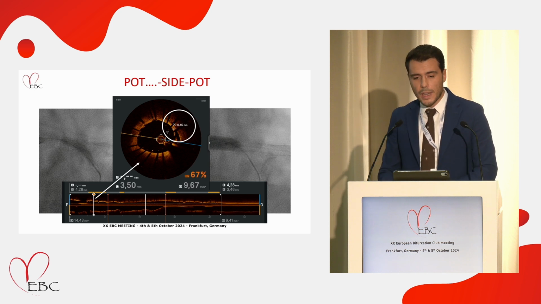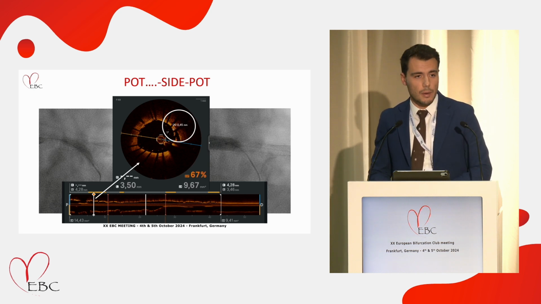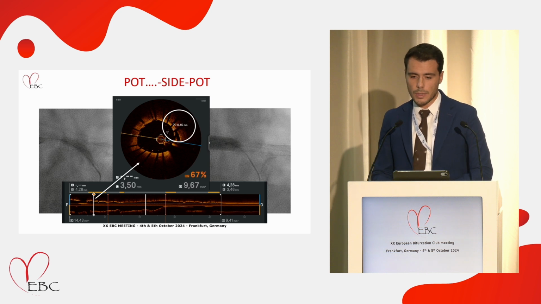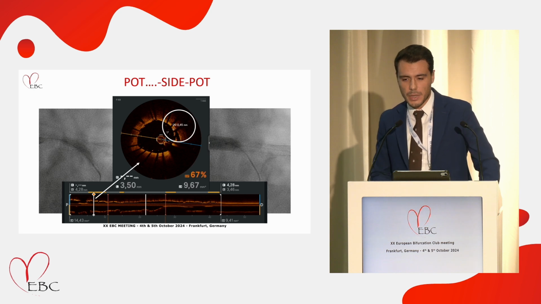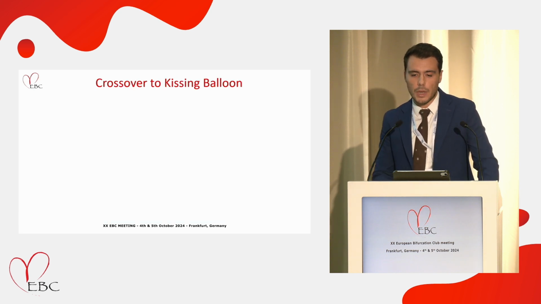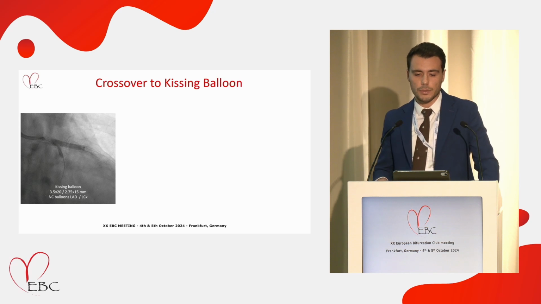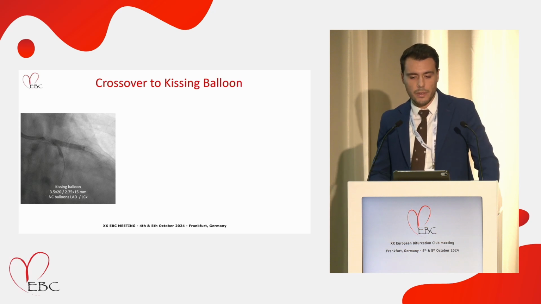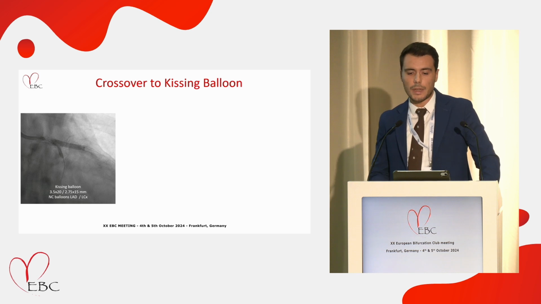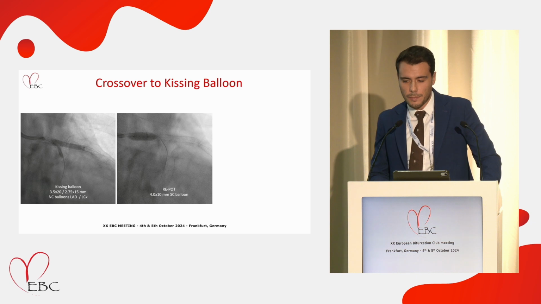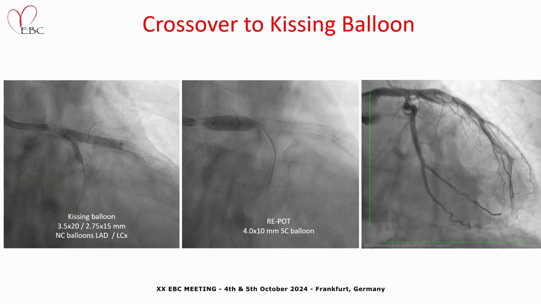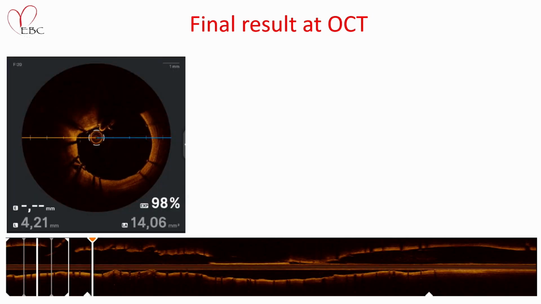In these cases, we can cross over to the other arm because, of course, the primary endpoint of the study is image-based, but we want to get the best result for the patient. So we crossed over to kissing balloon, and we performed a kissing balloon with 3.5 NC and 2.75 millimeter NC balloons in the LAD and circumflex respectively, followed by another POT. This was the final angiographic result, but let's see the OCT.